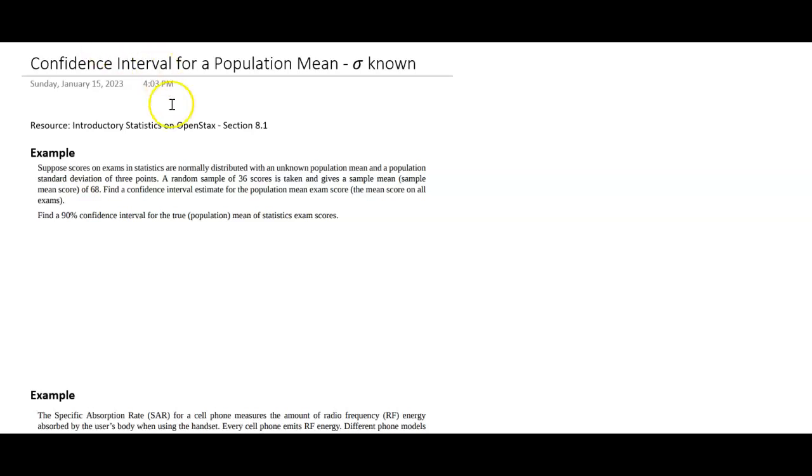All right, this video is going to go over two examples in which we are trying to find a confidence interval for the population mean, and we know the population standard deviation. So in that case, when we know the population standard deviation, then we know that we can use the z distribution in order to normalize our information.